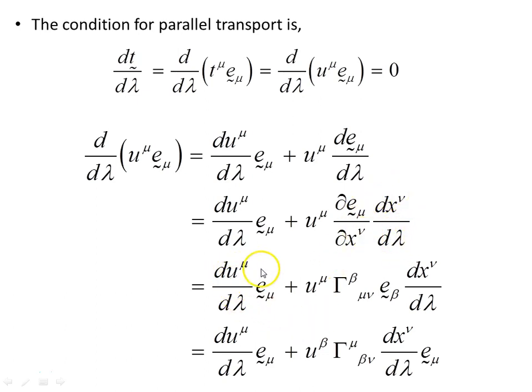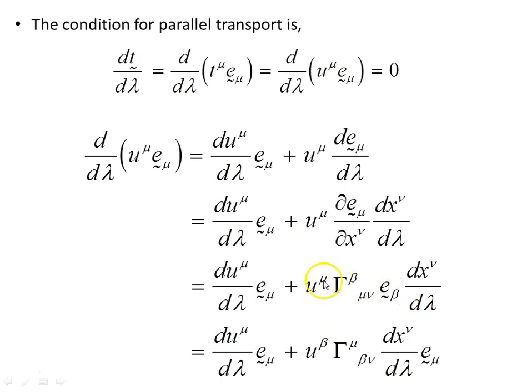Okay, coming over here, du d lambda times that, nothing's changed there. We've got u mu here, components of the four velocity, and then the partial derivative of the basis vector with respect to the coordinates of the manifold gives us the affine connection, or the Christoffel symbol of the second kind here, times the basis vector, and we expand that out, beta up, beta down, so that's summed across there, times dx nu d lambda.